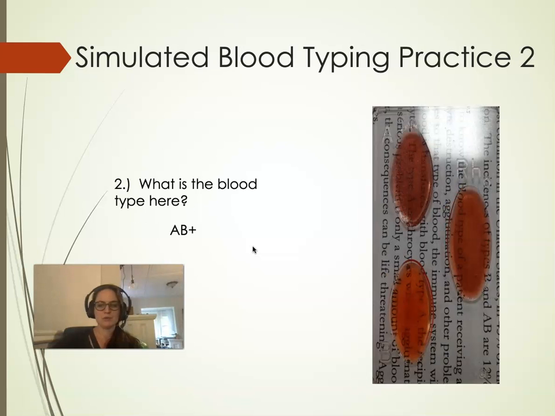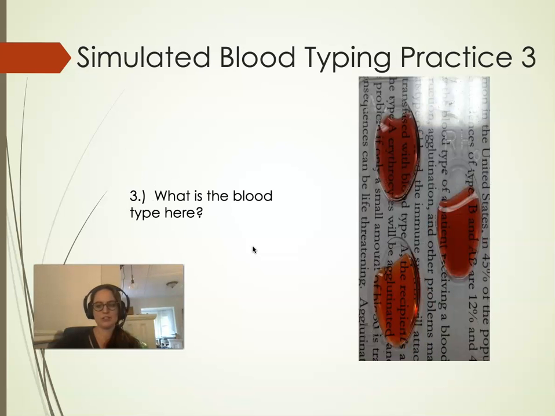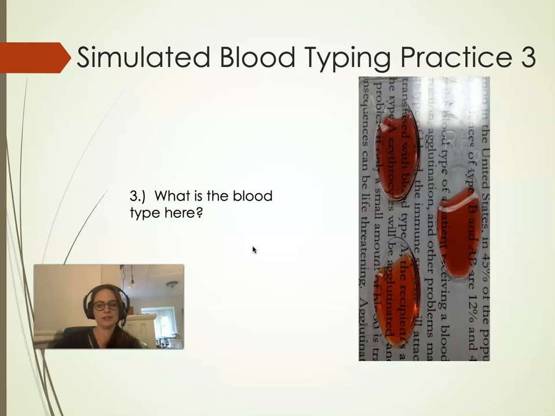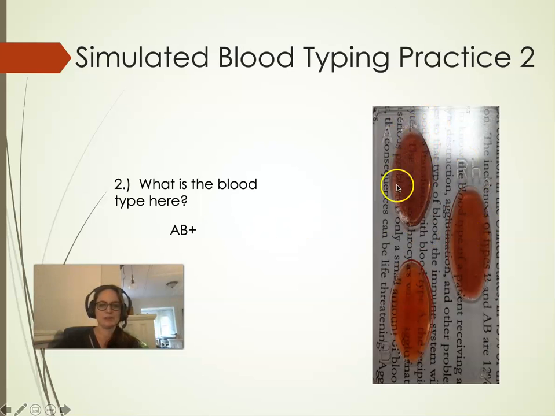So again, if this one looks fishy to you and you're not really sure, just do a compare and contrast to that one. So this one, definitely, we have all 3 agglutinated. Compared to this one, we definitely don't have any agglutinated. So we definitely have A-type antigens, B-type antigens, and the RH factor.